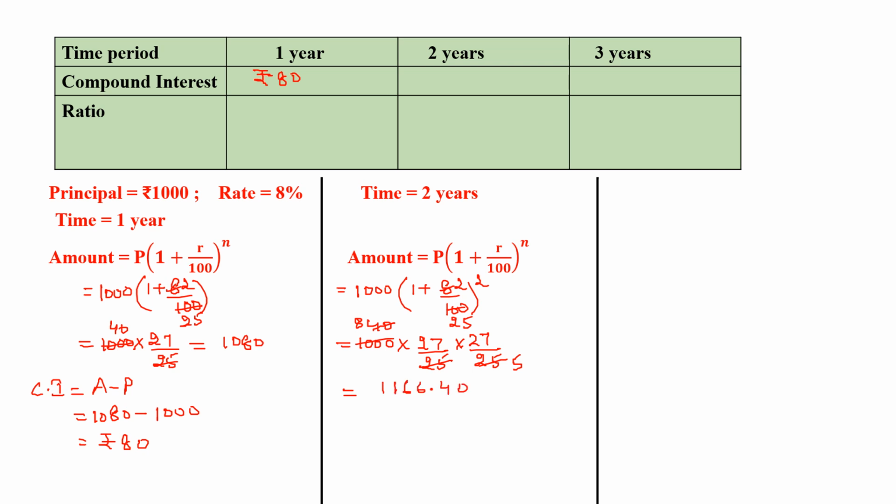And if you multiply and divide by 5, you are going to get the value as 1166.40. Now next you have to find the compound interest, which is again amount minus principal. So it is 1166.40 minus 1000 rupees. So from here you will get 166.40 rupees. So for the second column I am going to write it as 166.40.